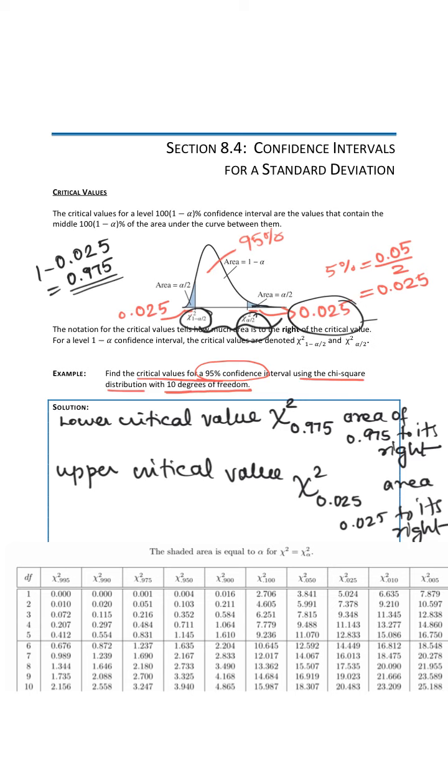We can find the critical values from the chi-square table at the intersection of the row corresponding to 10 degrees of freedom and the columns corresponding to 0.975 and 0.025. So the critical values are 3.247 and 20.483.